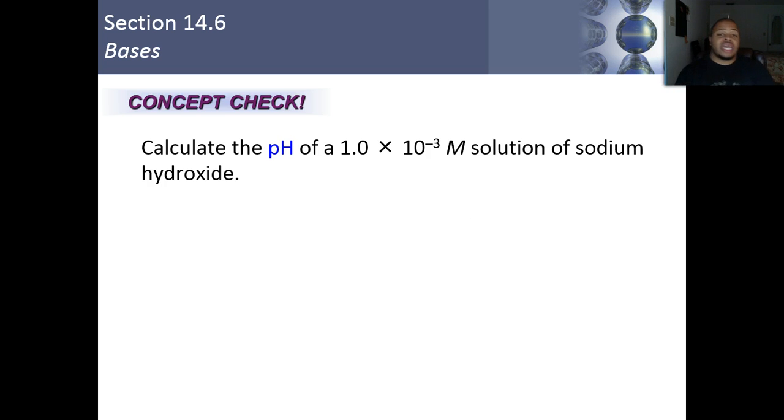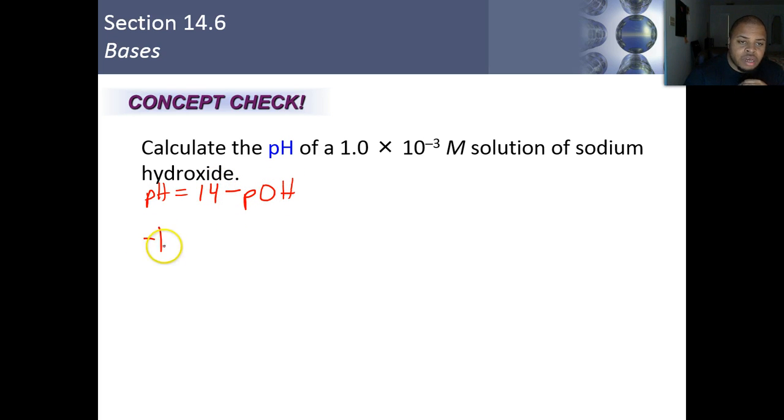Now, we want to look at an example. It says calculate the pH of a 1.0 times 10 to the negative third molar solution of sodium hydroxide. If we need to know the pH of this, again on the previous slide, we said that pH is equal to 14 minus pOH. So let's find the pOH.